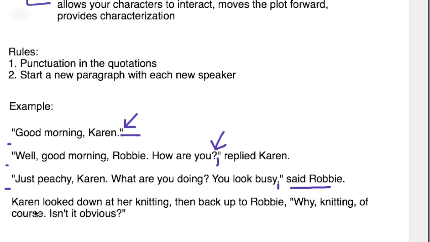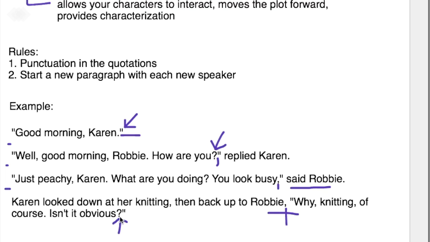This last one, Karen looked down at her knitting, then back up to Robbie. And just because this is introducing what she's about to say, I'm also going to put a comma before this quotation mark. And then at the end of my sentence, I'm going to put my end quotation and my question mark inside the quotation. Hopefully that wasn't super confusing.